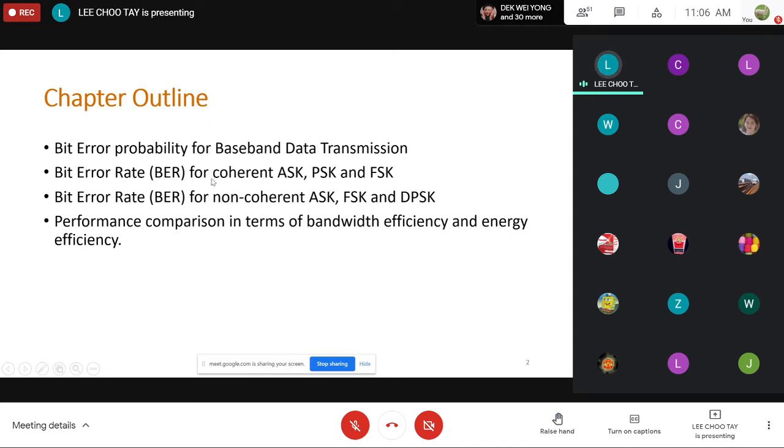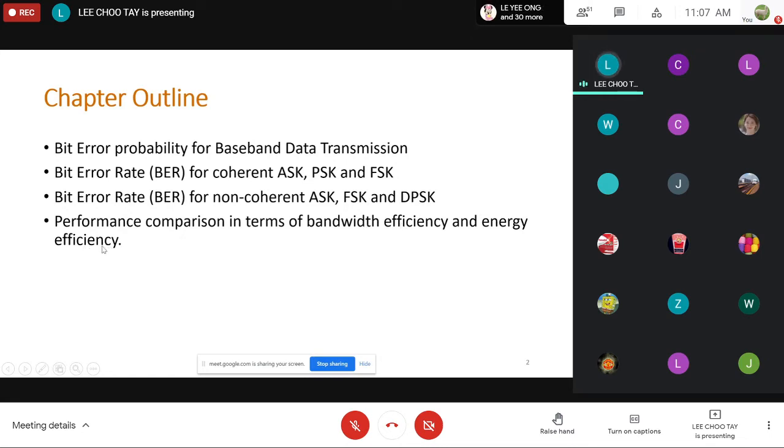Then we're going to look at the bit error rate for coherent detection of ASK, PSK, and FSK signals. Also, we're going to take a quick look at the bit error rate for non-coherent detection of ASK, FSK, and DPSK. And then at the end of the chapter, we're going to compare the performance of these three types of digital modulation techniques in terms of their bandwidth efficiency and also energy efficiency.